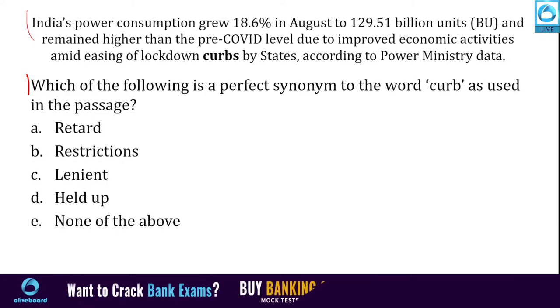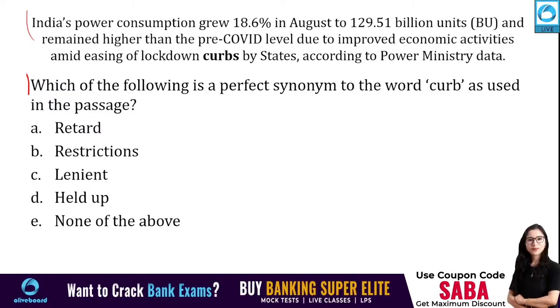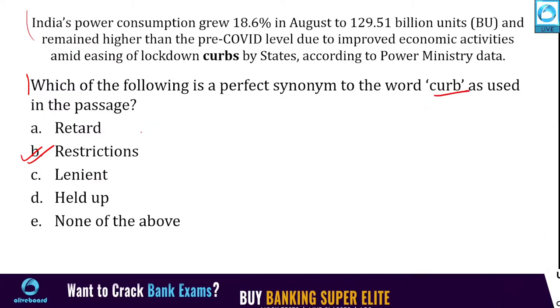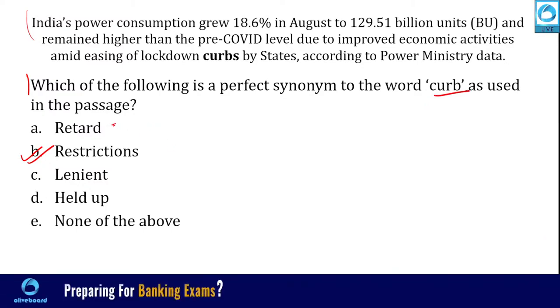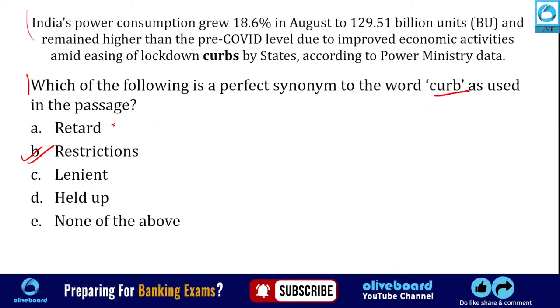Yes, informative, correct. Okay. I know that everyone will say B only. Curb means restrictions. Why can't retard be used? Why can't we use retard? Retard also means slow down or something like that. Retardation.